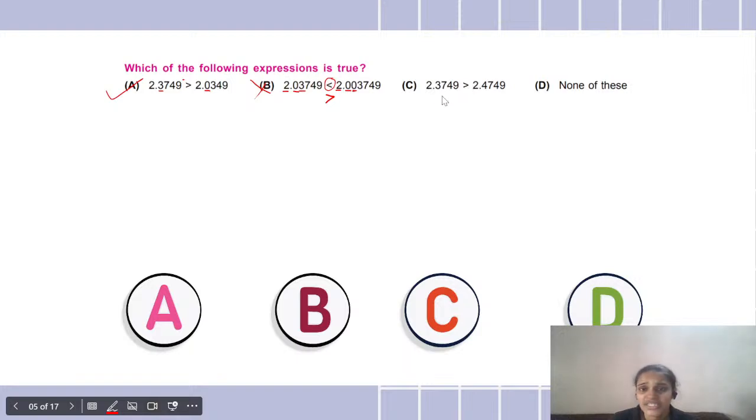Then coming to the third one, 2.3749 and 2.4749. Here my whole number 2 is the same. After the decimal, first I have 3 and here I have 4, which makes 4 bigger than 3. So 2.4749 is bigger than 2.3749. So this is also incorrect because they have given an incorrect sign. And of course, none of these come because I've already got my answer A, which is true. So option A is absolutely right, where Satish gave me this answer first correctly.